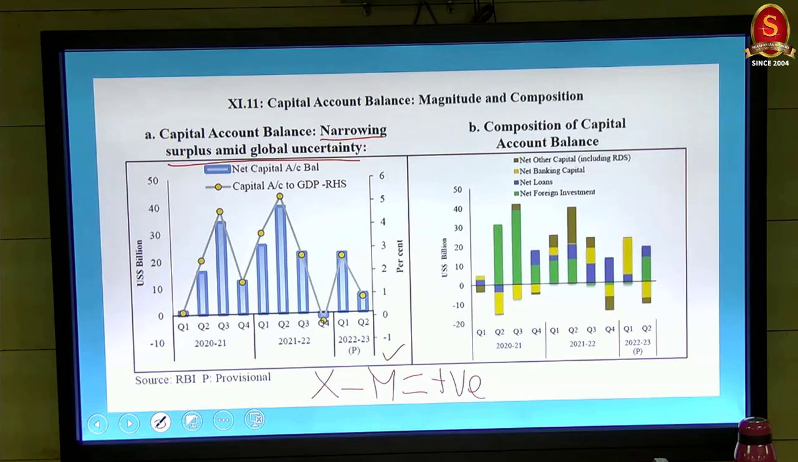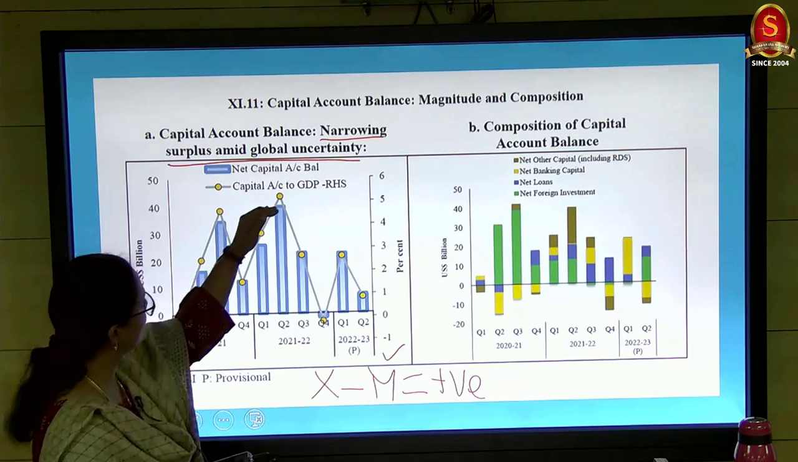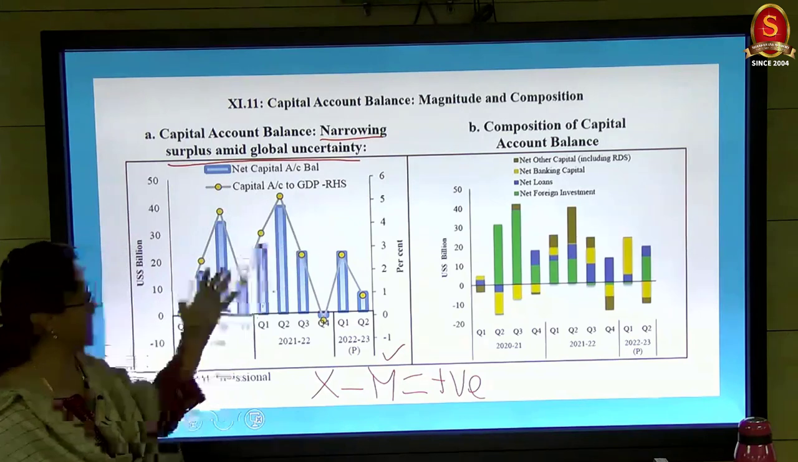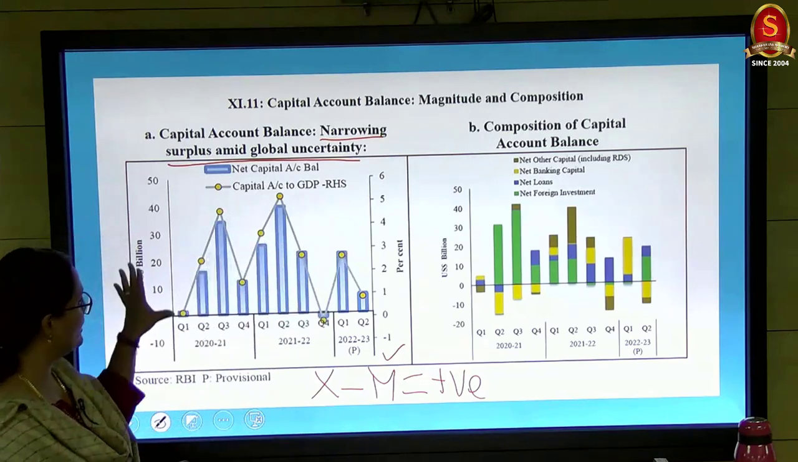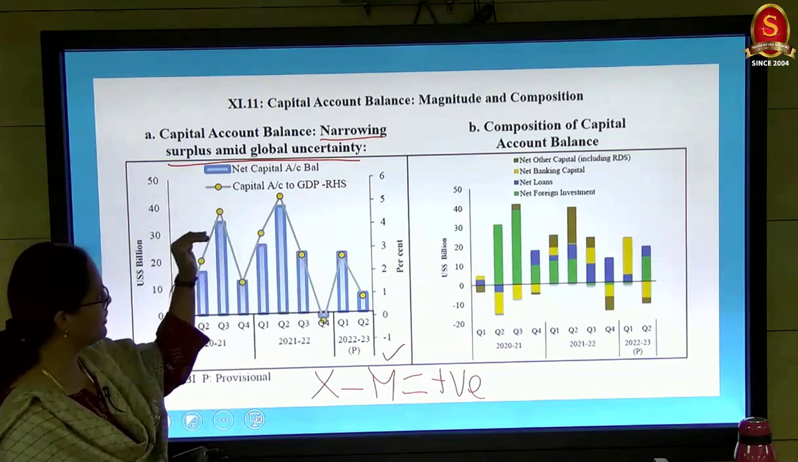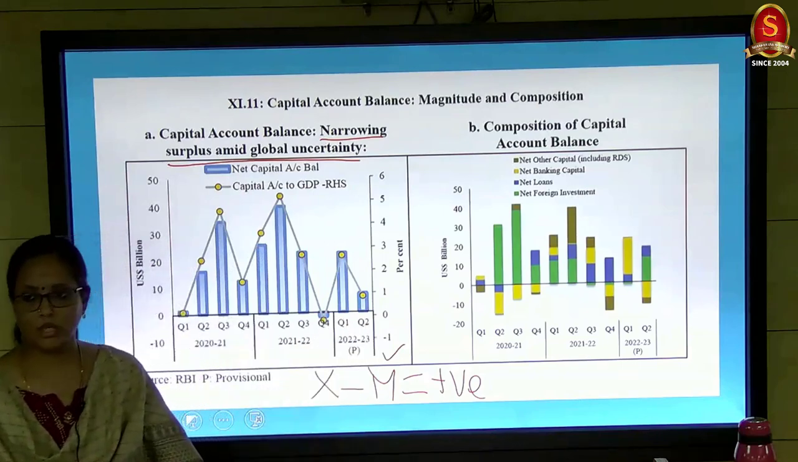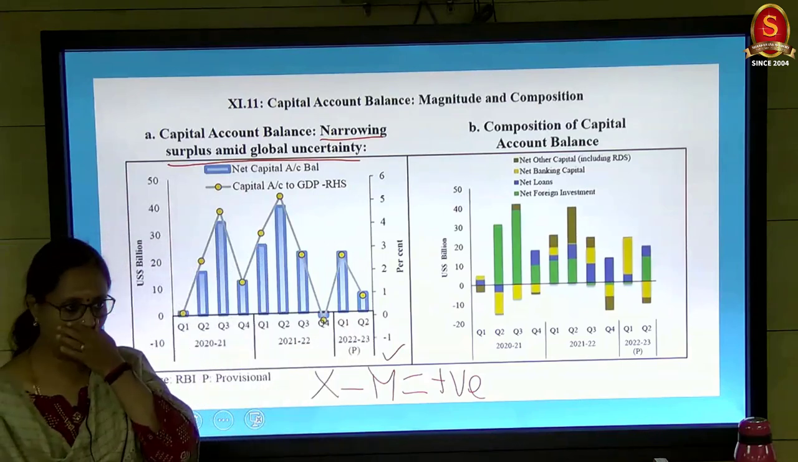You're able to relate the concept with the news. FDI, FII, everything became lesser because of the monetary tightening elsewhere. So when things are coming in less or kept under X for us, that surplus is actually falling down. So that's the meaning of this. We have had good surplus, net capital account balance, capital account as percentage of GDP. But at least we can see that whether the capital account was in surplus, there is very little surplus in the recent past because of the global uncertainties, right?